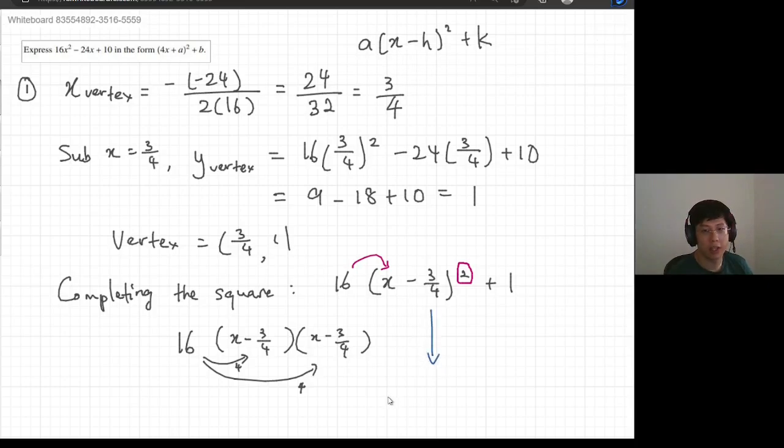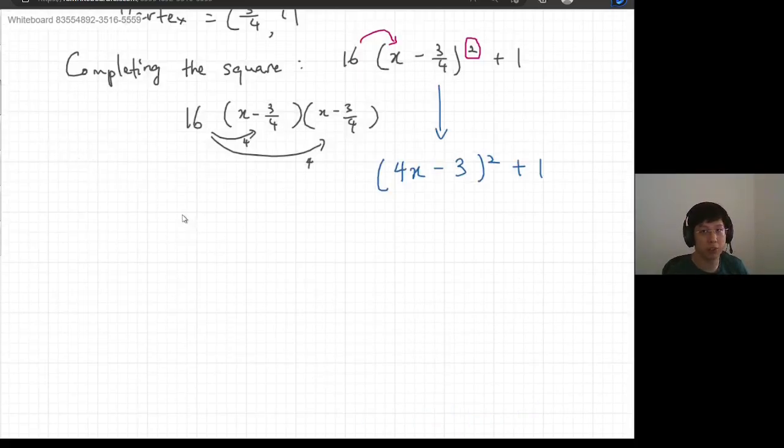So what that means is this gives us 4 times x, which is 4x, as desired here in the exam, and then 4 times negative 3/4, so (4x minus 3) squared, then at the back there that's still plus 1, because 16 doesn't affect that. (4x minus 3) squared plus 1.